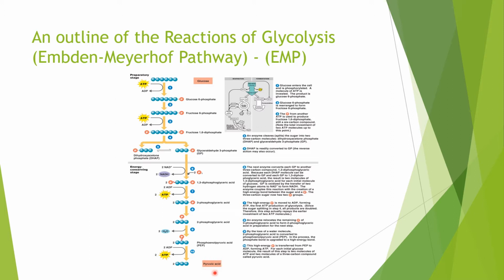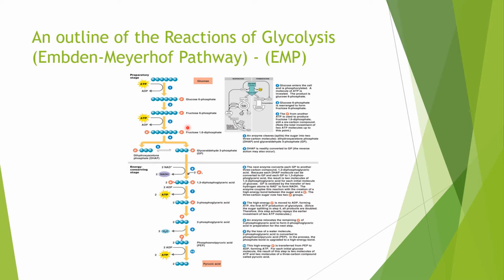It also yields some pyruvic acid, and then some other byproducts like NADH, etc. And NADH, by the way, is just a compound that's going to hold a bunch of electrons that are going to be used in the ETC cycle. So this is the most common glycolytic pathway, called the EMP pathway.